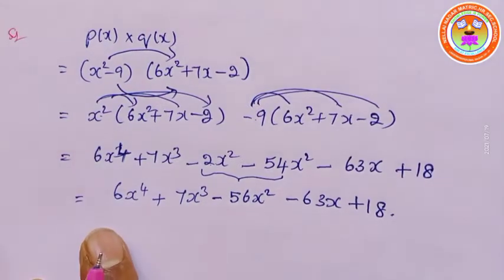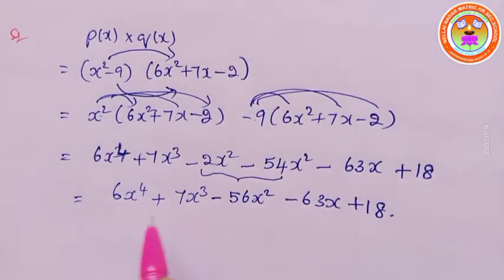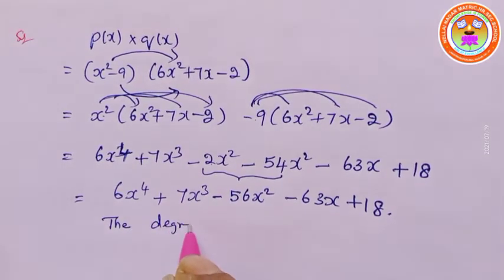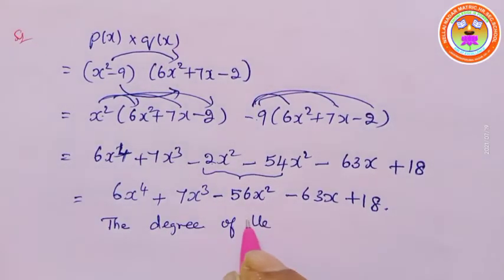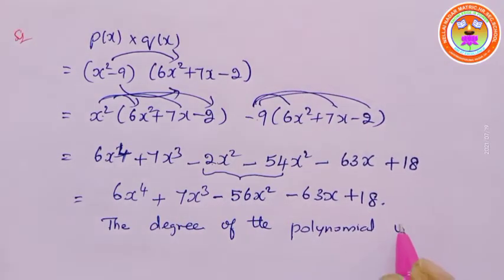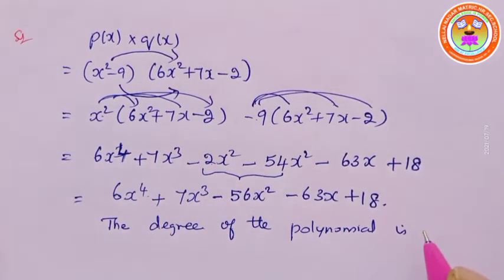It's clear students. Then you have to find the degree of the polynomial. The degree of the polynomial is the highest degree, what is it? 4. It is 4.